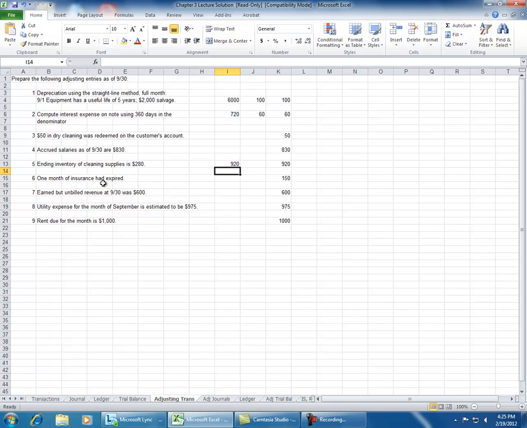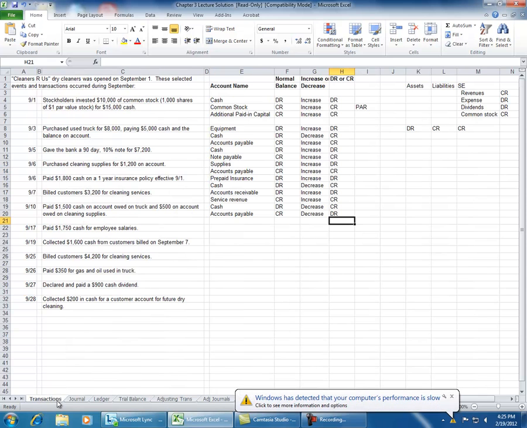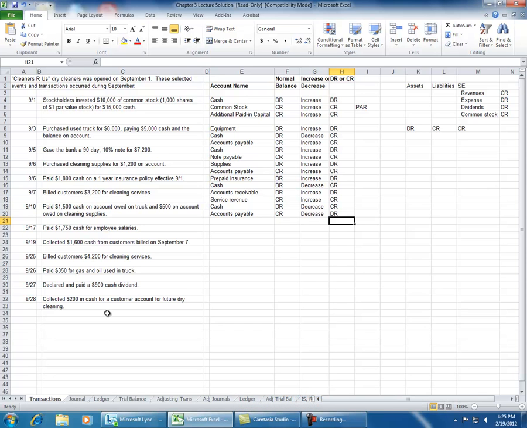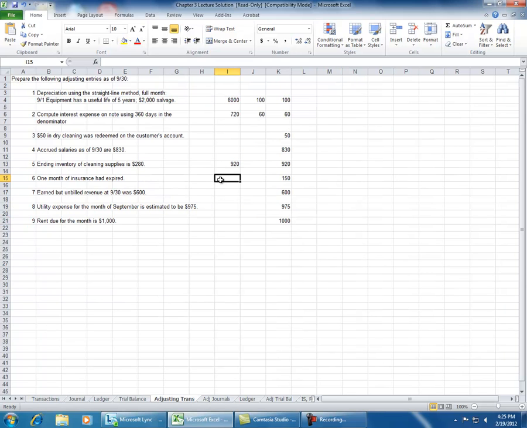Number 6, 1 month of insurance had expired. Again, I need to go back to my original transactions to see what insurance I purchased. And I purchased $1,800 policy for 1 year. So I'm going to take the $1,800, divide that by 12, and I'll expense 1 month's worth. Here we earned but unbilled revenue was $600. We're going to increase revenue. Here we have utilities expense that needs to be recognized. And lastly, rent due for the month is $1,000.